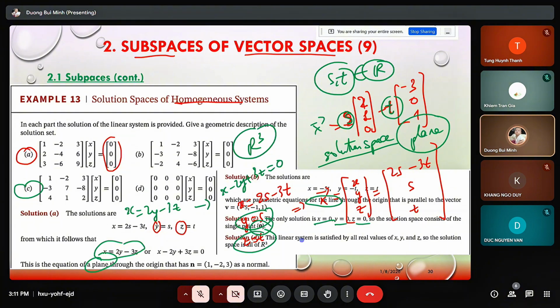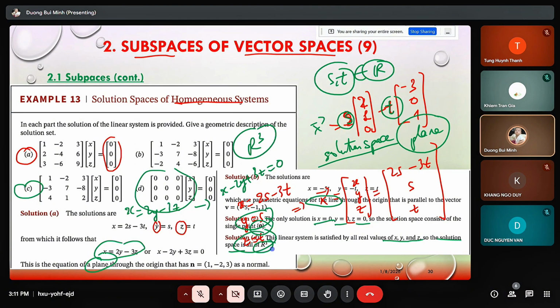And for question D, x, y, z are random, because this is the zero matrix, right? So the solution space is R3, because any vector will satisfy this linear system.